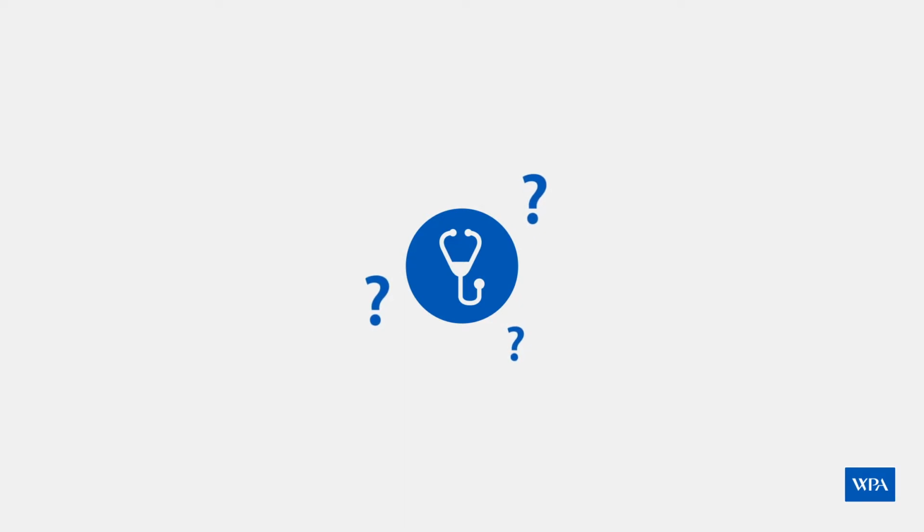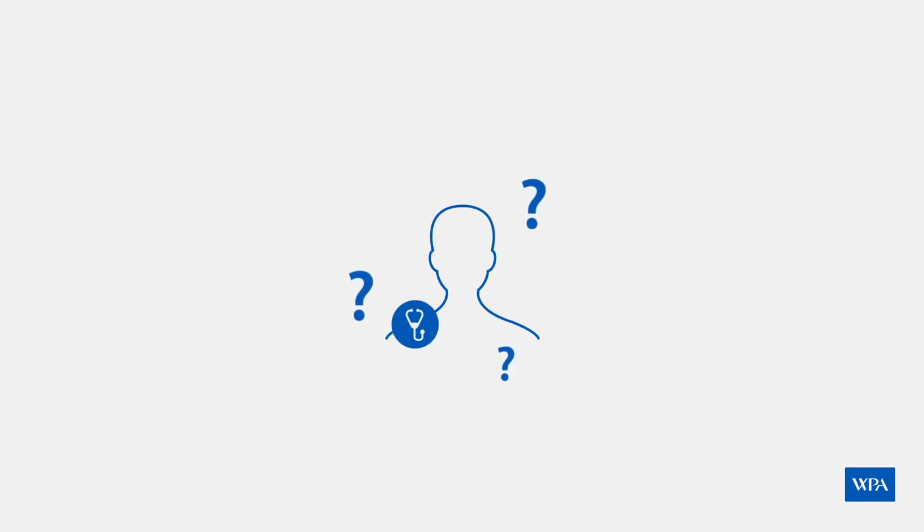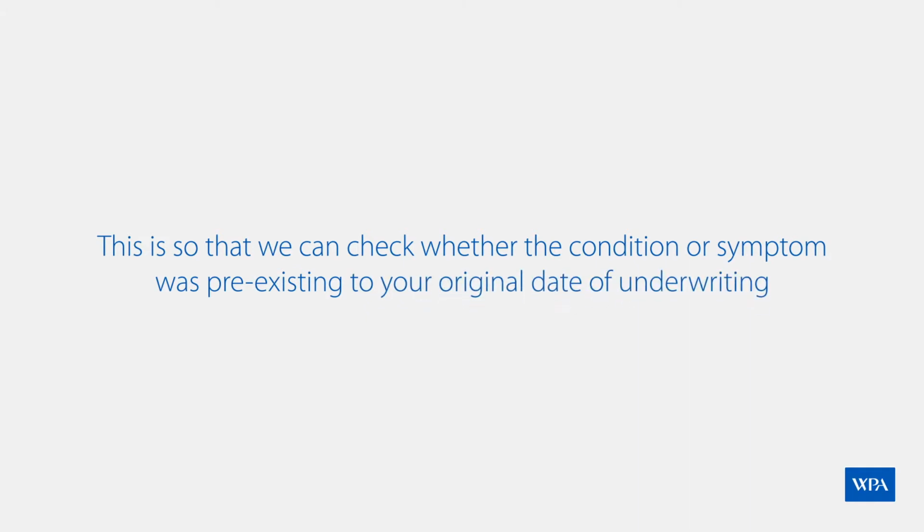If you make a claim, we'll need to ask questions about your medical history and may request more detailed information from your GP or specialist. This is so we can check whether the condition or symptom was pre-existing to your original date of underwriting.